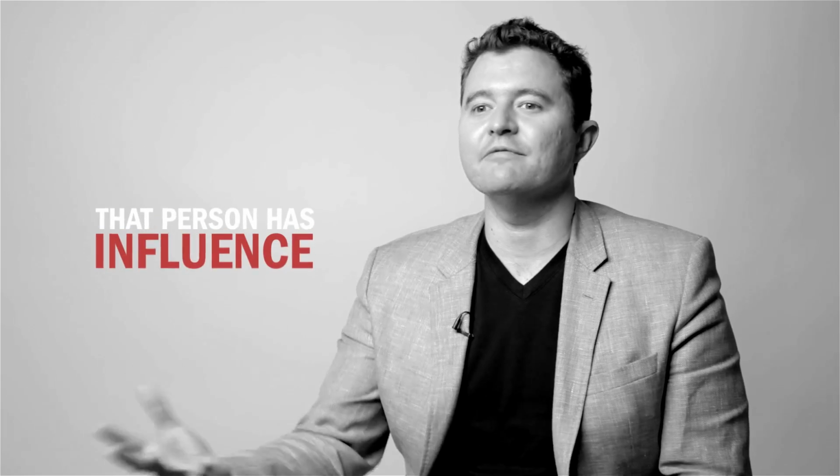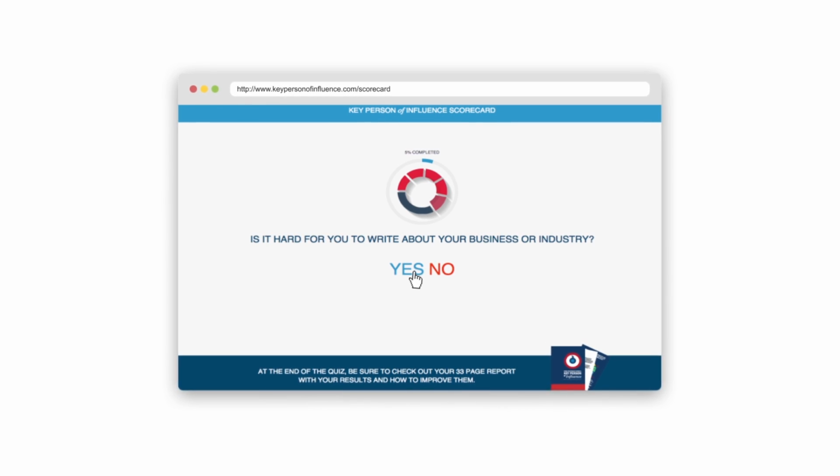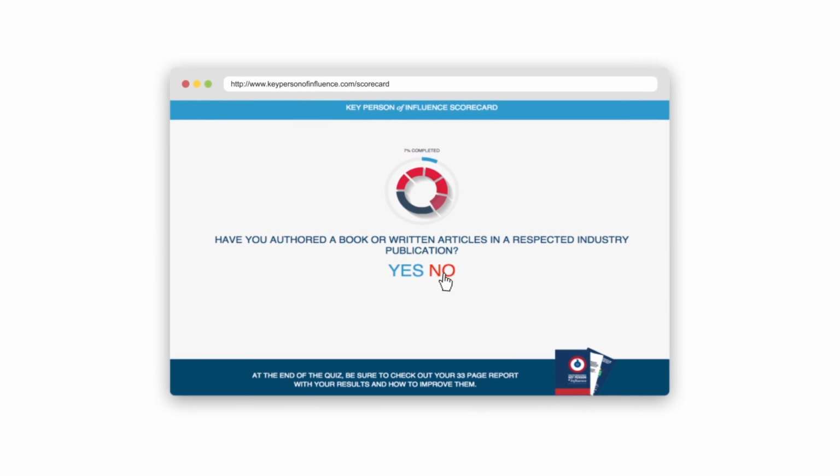The Key Person of Influence scorecard was designed to wrap some frameworks around the idea of influence. Most of the time people talk about influence and it's a very nebulous concept. That person has influence or that person doesn't have influence. That person's sort of cool and influential and that person's not. We wanted to wrap some parameters around it, and that's why we ask very quantitative questions on the scorecard. And we ask questions that you're either doing this thing or you're not doing this thing.